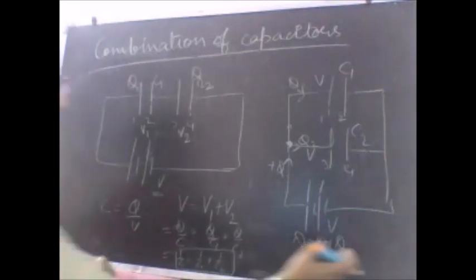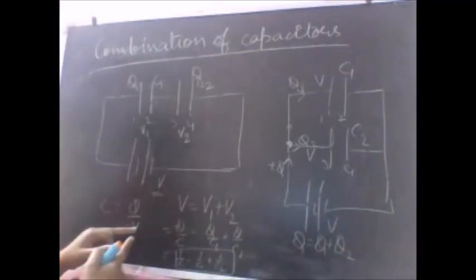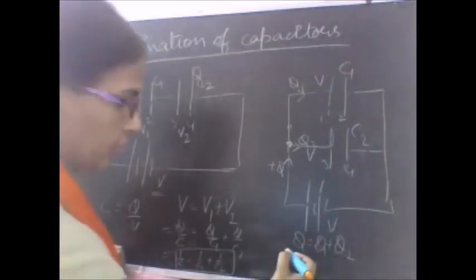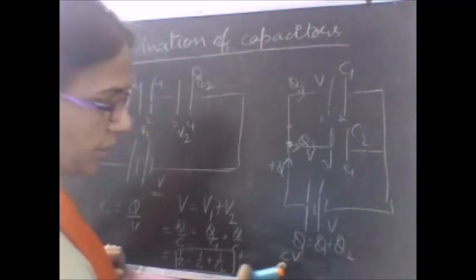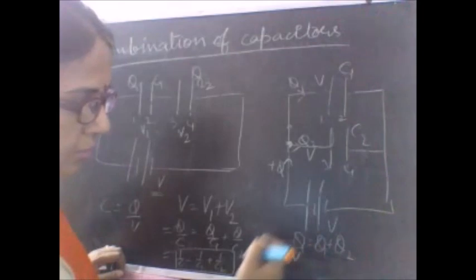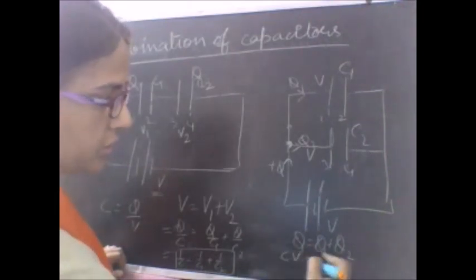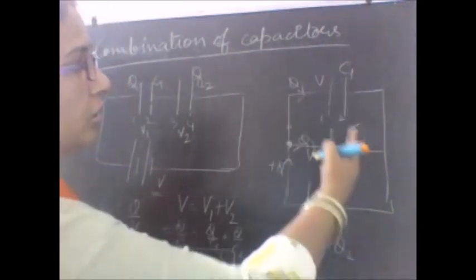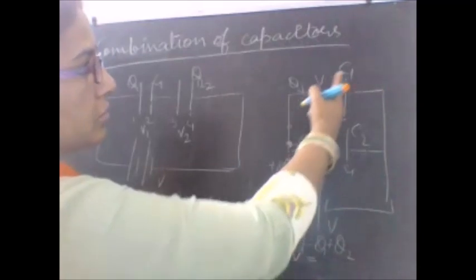In the same way we can perform here, like the value of the Q will be C into V. So this formula comes out to be, C net capacitance, V potential offered by the battery is equal to, what is Q1? Q1 is your C1 into V.